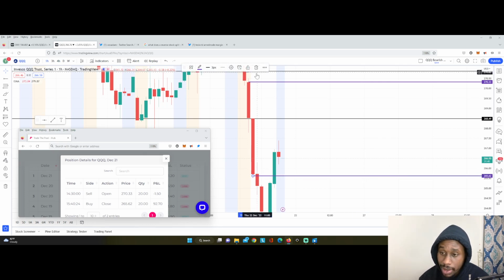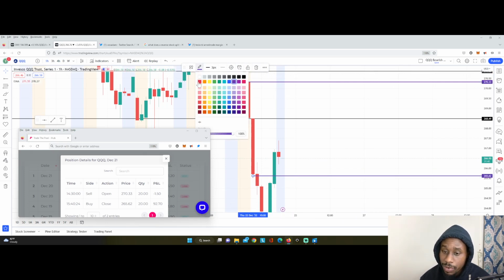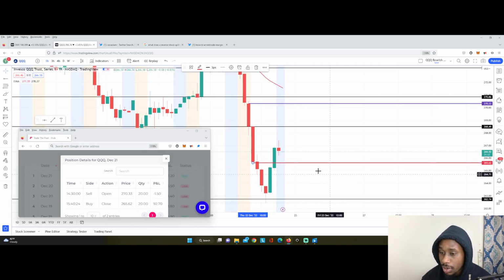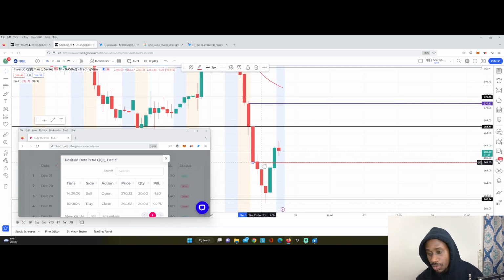So here's where I exited. I entered here and exited down here for a profit of $92. And you see what I'm talking about, letting the winners ride, because you can actually ride it down here, but as you can see, it came back and that would have eaten into your profit margin if you didn't sell more down here. But let me show you something as well.